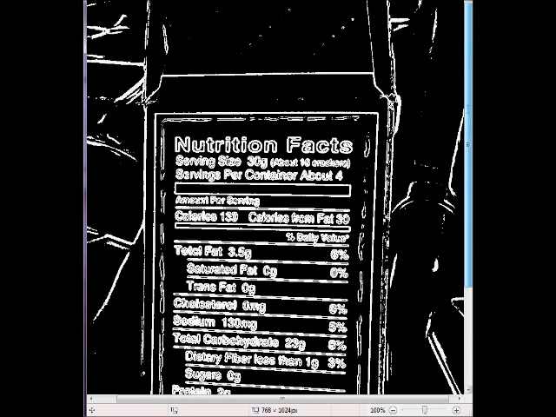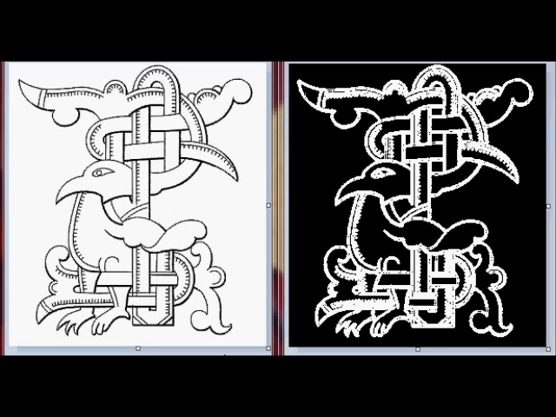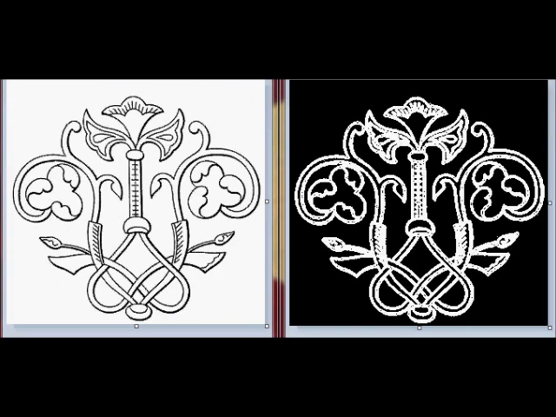Okay, so this is an interesting ornament. The left side is the input, the right is the output. And it's another interesting ornament with the input and the output on the left side and the right side respectively.